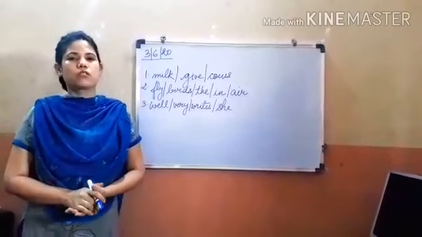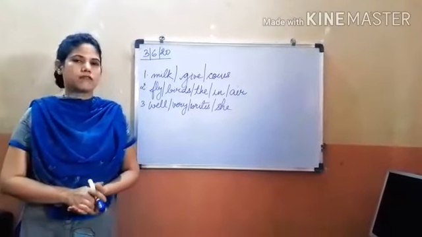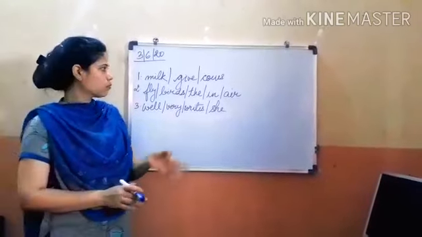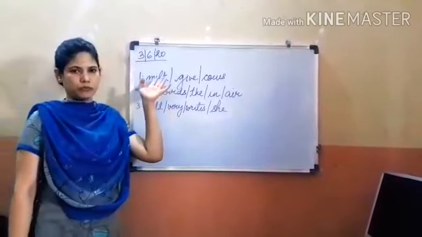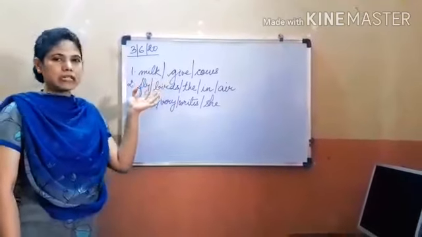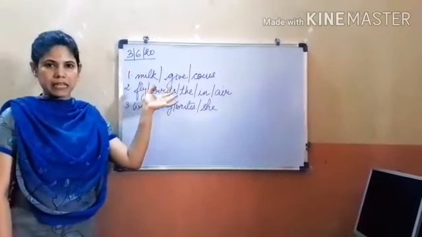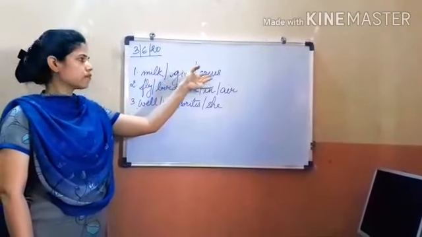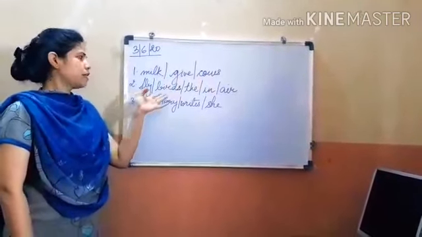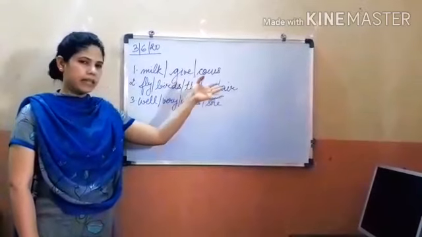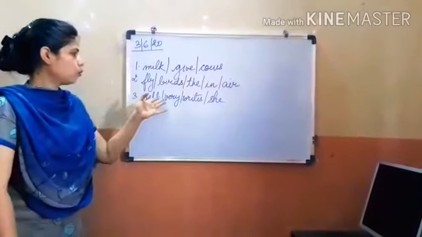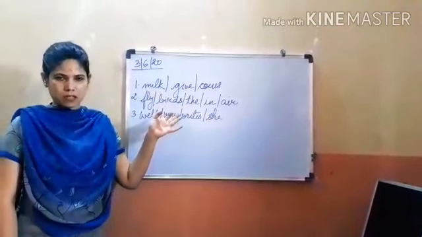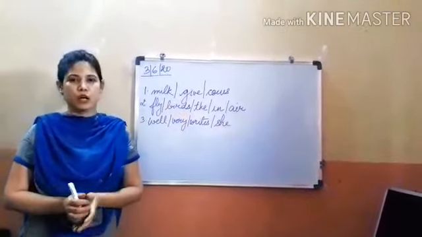Today I am going to teach English language for standard 5, chapter 1, that is a sentence. As you can see on the board, I have written a few groups of words. As I read, just listen to see whether they make any sense. First one is: milk, gives, give, cows, fly, birds, the, in, air, well, very, writes, sheep. It doesn't give any sense because these words are jumbled.